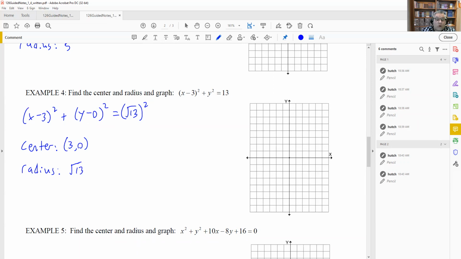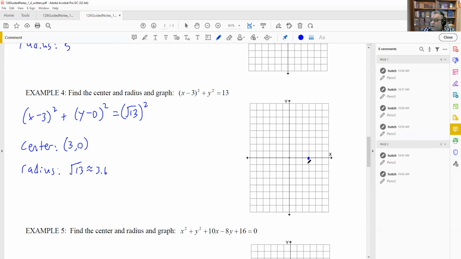Now, you can do the square root of 13 on your calculator, and that would be better because that way we'll know about where to graph that. So that's what we're going to do here. We're going to take the square root of 13 and write it as a decimal, which is about 3.6. So this is approximately 3.6. Okay. So to graph this one, we're going to go 3, 0.